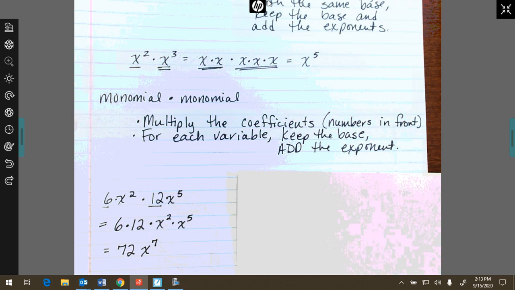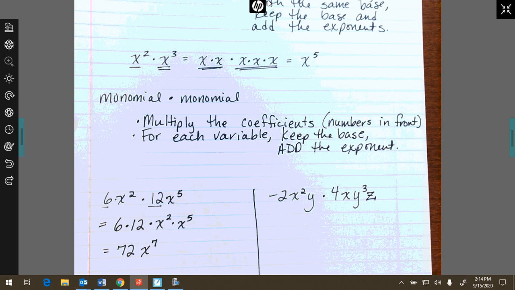Then I'm done. Now, when we were combining like terms, when we were adding and subtracting, I kept saying the exponent does not change. When you're multiplying, it does. When you're multiplying, you keep the base, add the exponents. Let's do one more example.